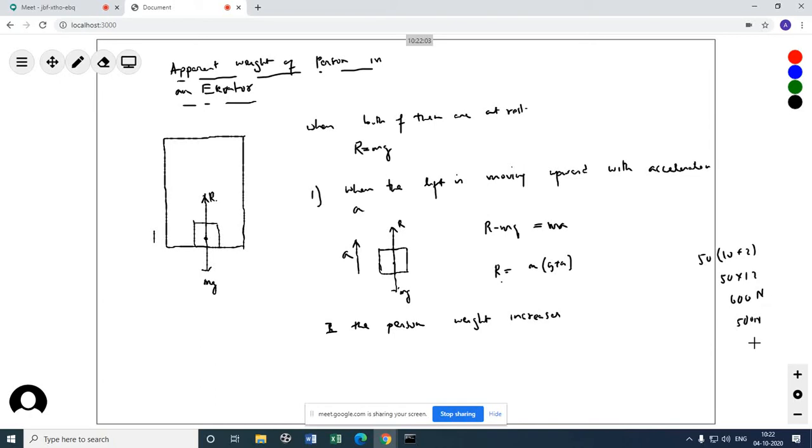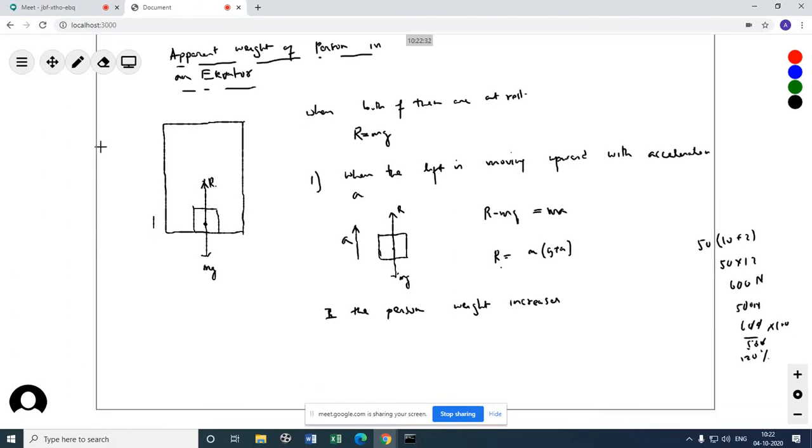So how much is the increment? The increase is going by how much percent? If you see this get cancelled, 100 and 60 by 50, 600 by 50, that is around 120%. 120% increase. Right or not? Just by 2 meter per second square acceleration.